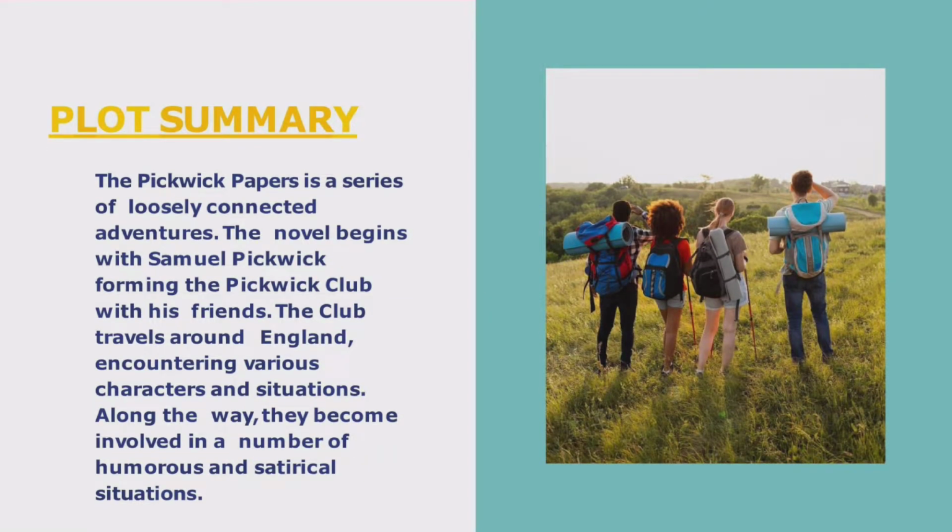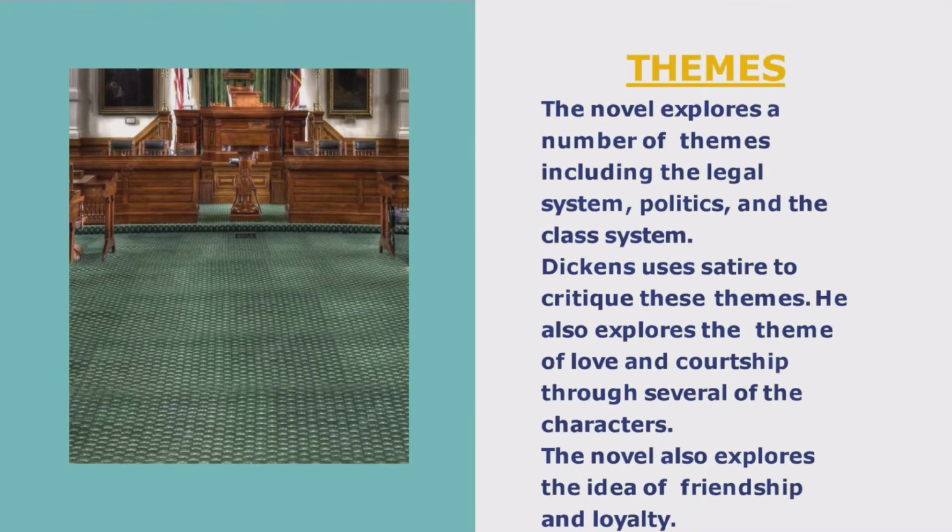Plot summary. The Pickwick Papers is a series of loosely connected adventures. The novel begins with Samuel Pickwick forming the Pickwick Club with his friends. The club travels around England, encountering various characters and situations. Along the way, they become involved in a number of humorous and satirical situations.